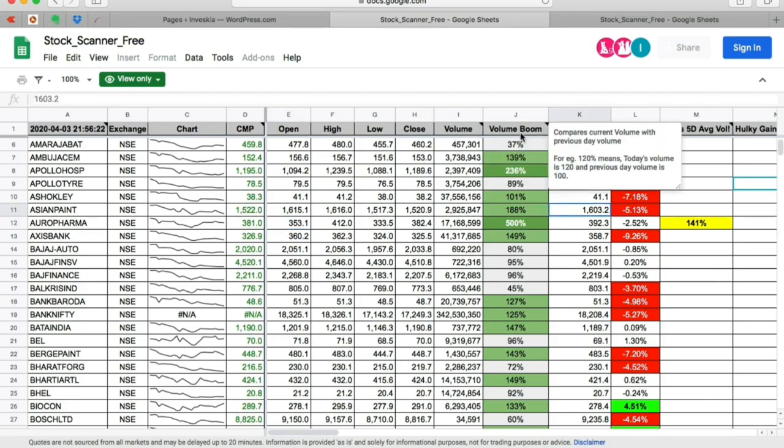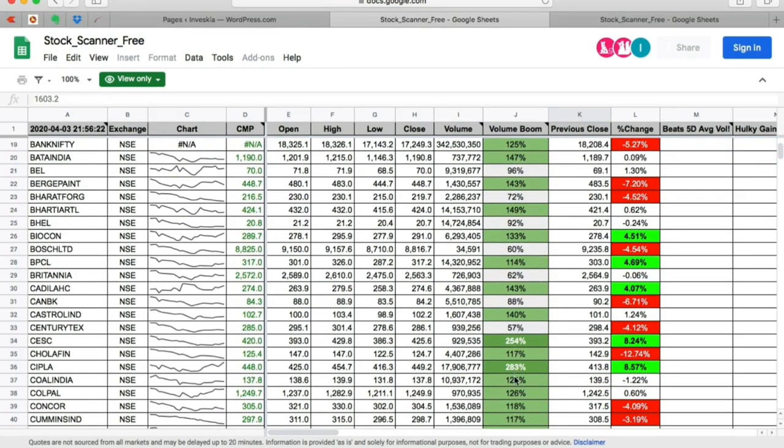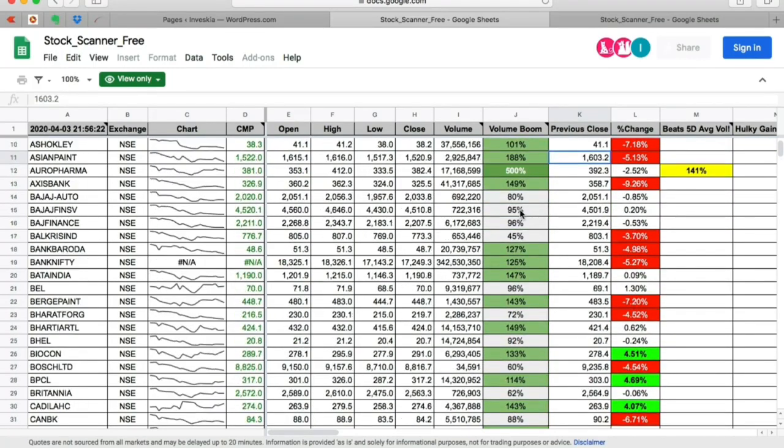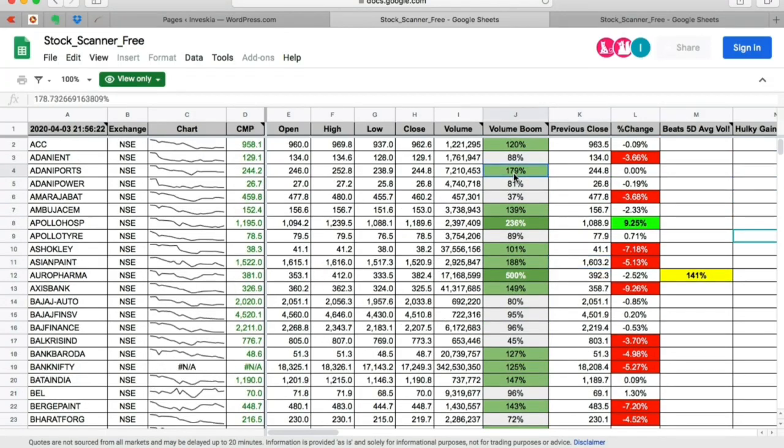This is one indicator. This gives you a comparative picture from the previous day volume, as it compares current volume with previous day volume. Now for example, if there are percentages written over here, let's see if it's written 179%. It means that today's volume is 179% of the previous volume. If yesterday it was 100, today it's 179.